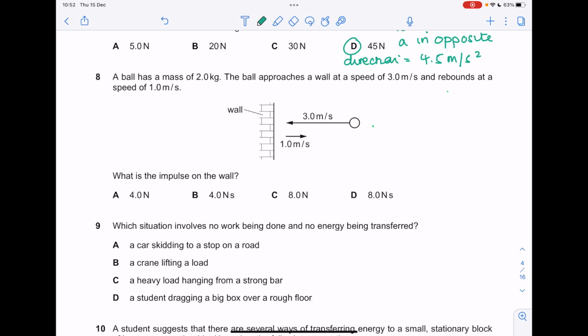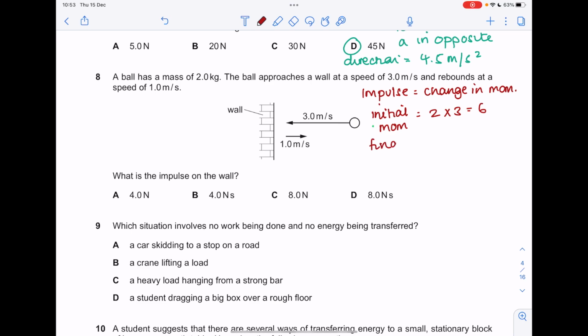A ball has a mass of 2 kilograms. The ball approaches a wall at a speed of 3 meters per second and rebounds at a speed of 1 meter per second. What is the impulse on the wall? So impulse equals change in momentum. What's our initial momentum? Remember, that's given by mass times velocity. So that's 2 times 3 equals 6.